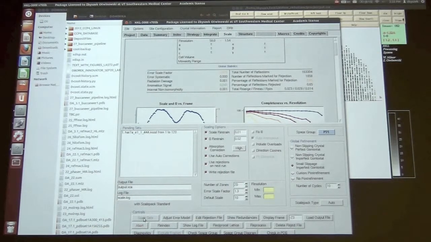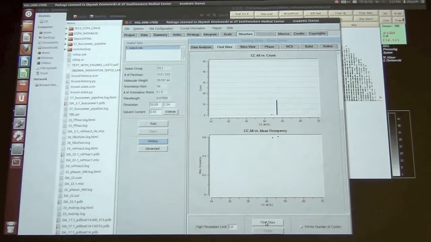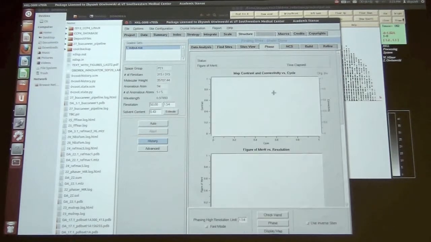I think this detector has a problem with the edge. The detector has some badly calibrated outside part, so there are so many rejections. But I think everything is fine. We go back to the space group. Now we can do find sites. We can do somewhat better because it's in the perfect space group. Okay, we go to phasing.